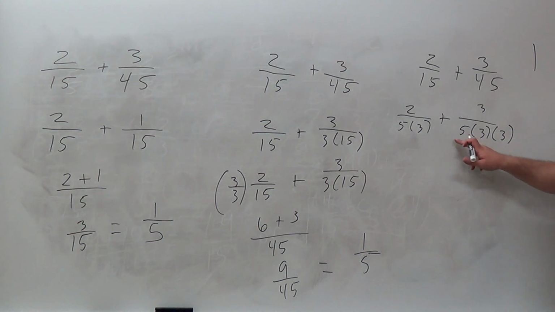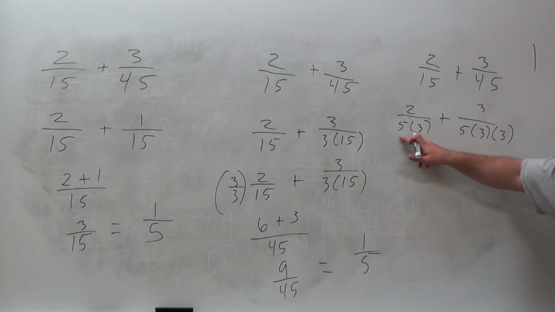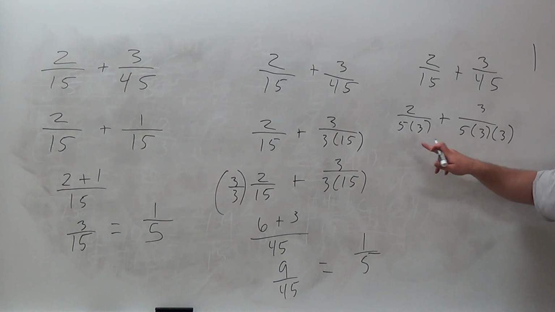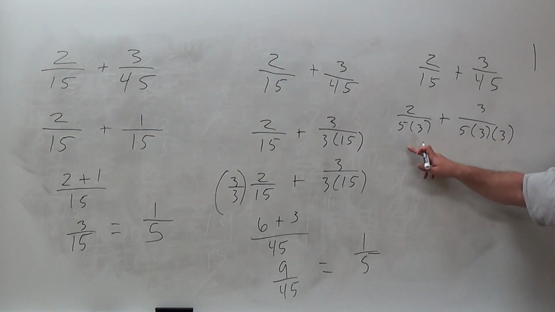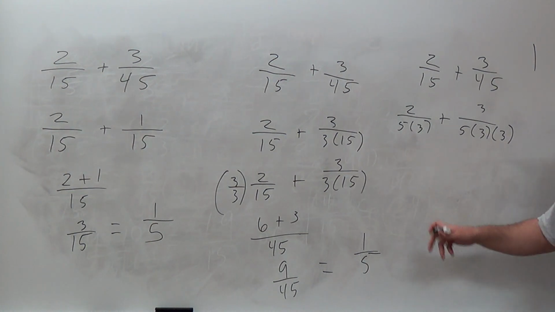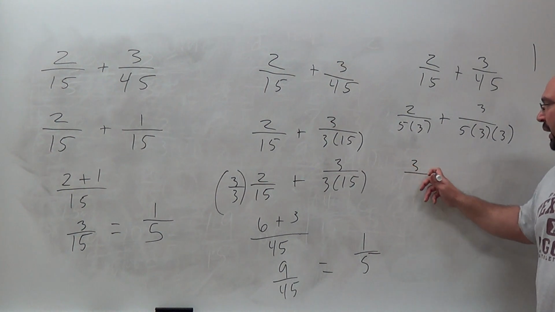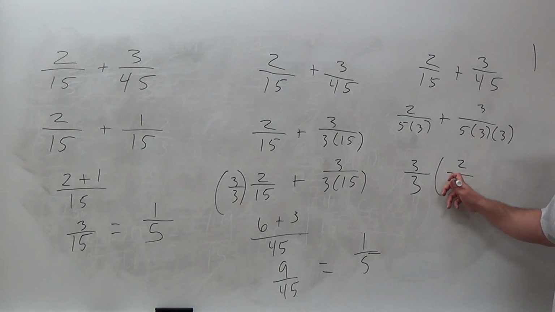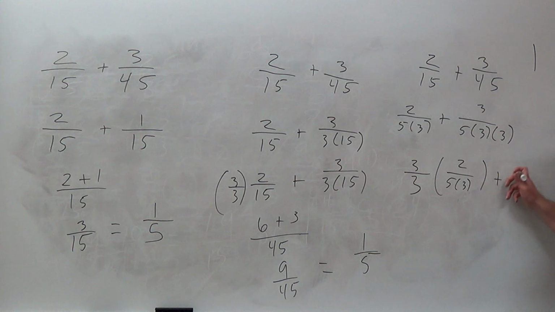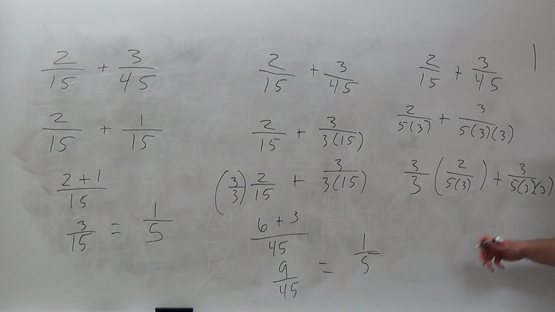Once again, this has got a 5 and a 3. This has got a 5 and a 3. The only thing that's not common is this has got a 3, this one doesn't, so we need a 3 here. So what we're going to do is multiply by 3 over 3, which is our 1. So this is going to be our 2, 5 times 3, plus 3, 5 times 3 times 3.